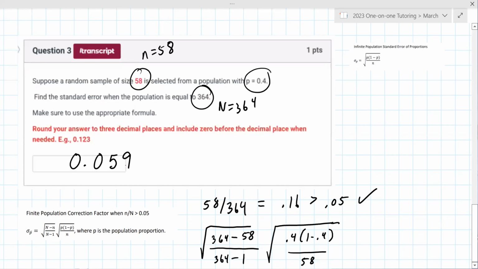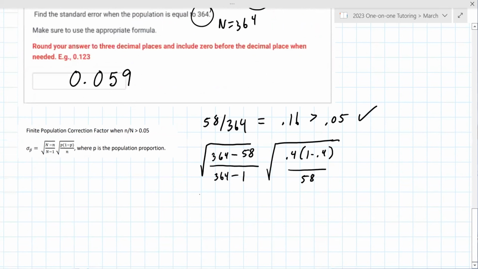Did you get 1.225? I get a different number there. Let me check my calculation. This first piece, if you're doing it separately, is 0.91813. Oh, I didn't do it separately. I did it all together.